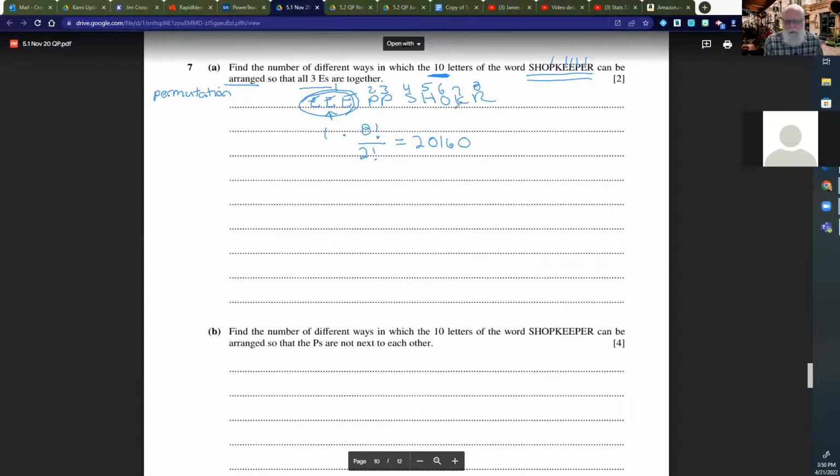Like, for example, what if we took this same exact problem, but they said they want the vowels to be together? Well, so now I would have O, O, E, E, E, right? And then I would still have P, P, S, H, K, R. Now, if I wanted to keep the vowels together, how many ways can the vowels be arranged? 4 factorial, because there's 4 things, right? But how many of them are duplicated? 3. So 4 factorial divided by 3 factorial.